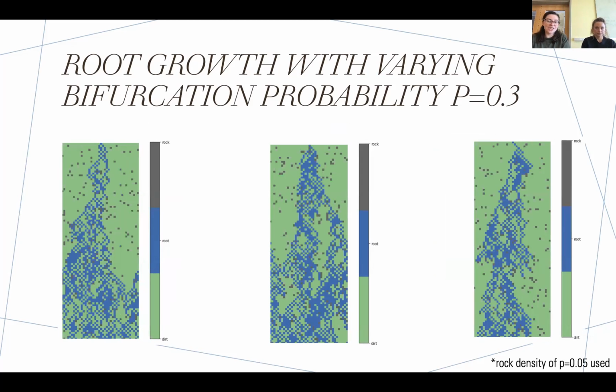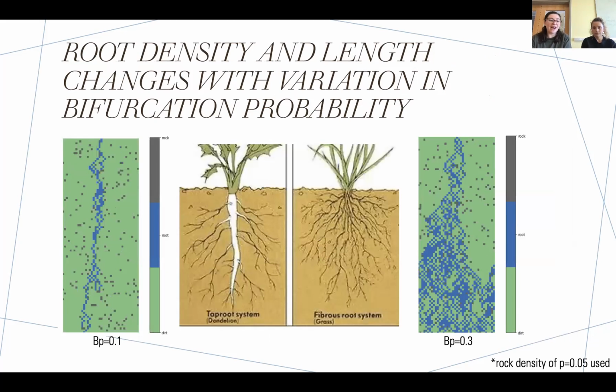So we also changed the bifurcation probability as another factor. Here we have a bifurcation probability of 0.3. And as you can see, the roots are making it all the way to the bottom of our cell, and they're also much thicker and more dense. We can compare that to when we had a branching probability of 0.1, which is what we saw in our previous slides. And this kind of simulates a taproot system of a plant versus a fibrous root system. So it has implications for looking at different species and how they act in soils.